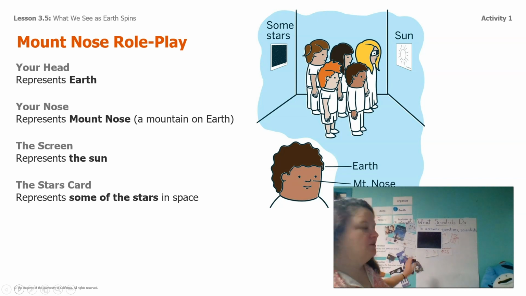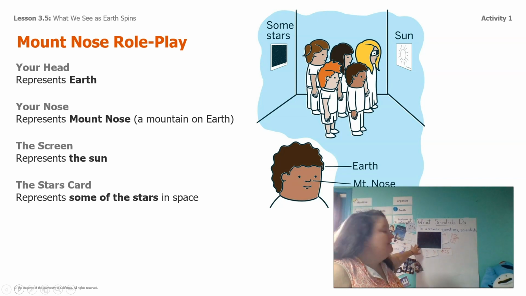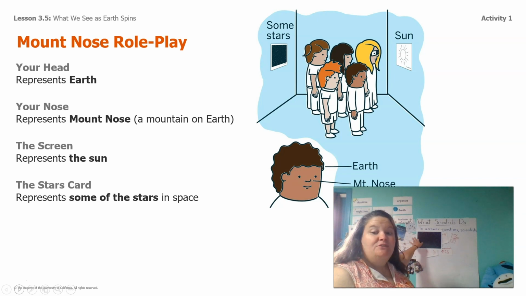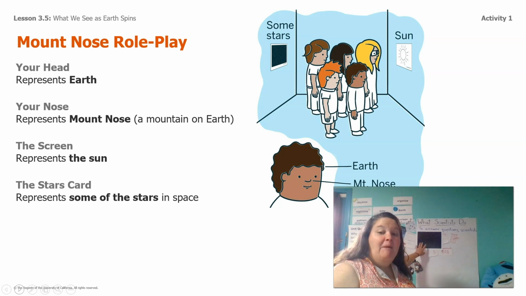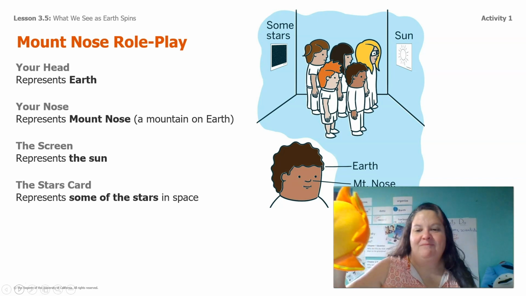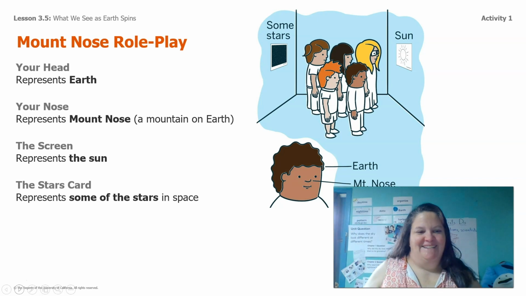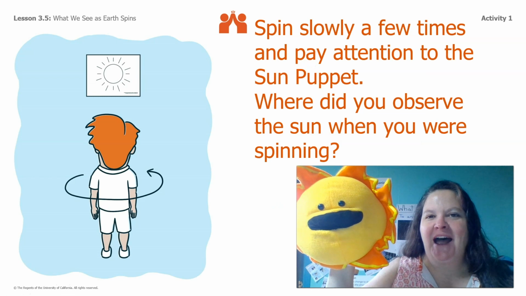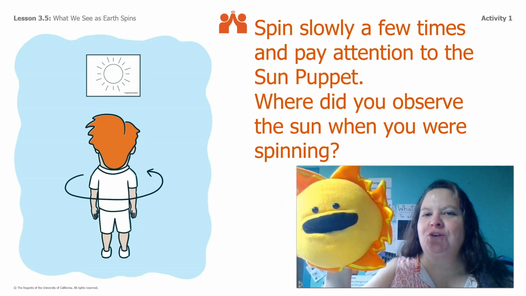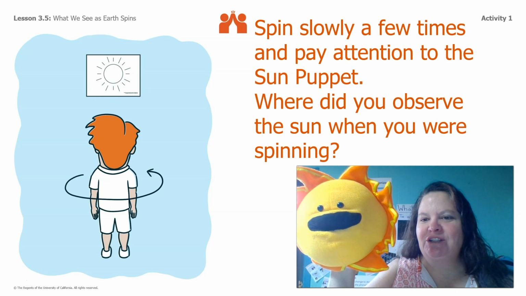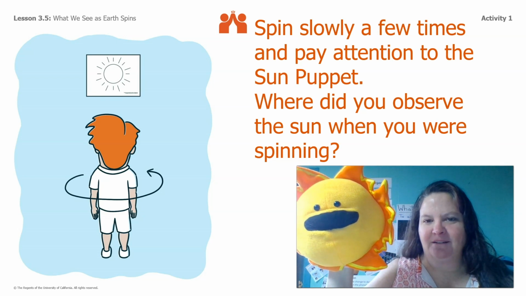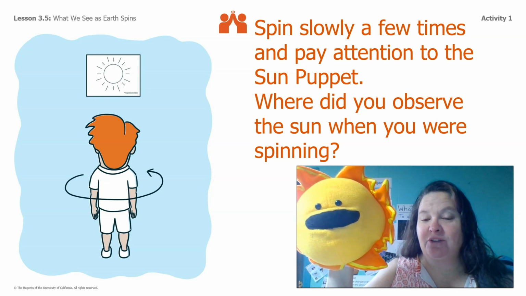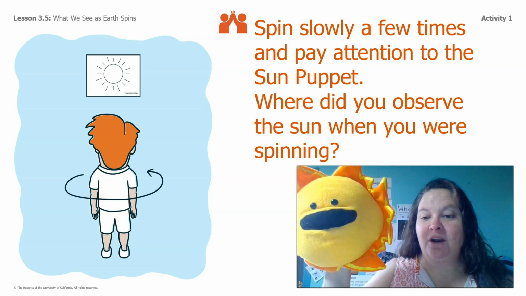So I have a stars card behind me. If you have a chance, you can make some stars behind you so you can see stars when you turn around. If not, you can just pretend that there's some stars behind you, and then the screen is going to be the sun. Okay, everybody go ahead and stand up. I want you to spin slowly a few times and pay attention to the sun puppet. Where did you observe the sun when you were spinning?